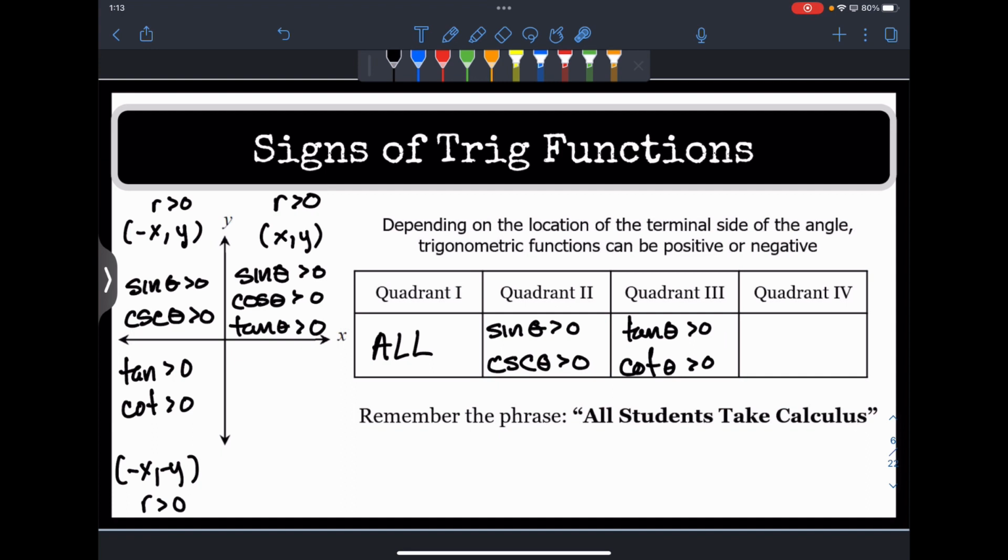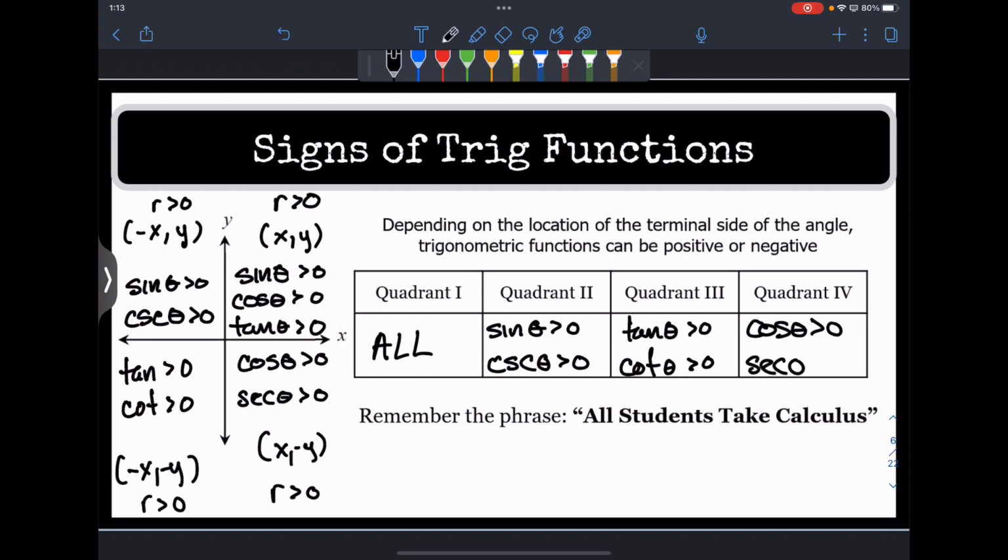And in the last quadrant, where x is positive and y is a negative number, and r, again, the r that we create from this point to the origin, that number is always positive. The only thing that's going to be positive here is cosine. And of course, the reciprocal of cosine, secant, since that's dividing a positive r by a positive x. So in quadrant number 4, the cosine of theta is positive and the secant of theta is positive.